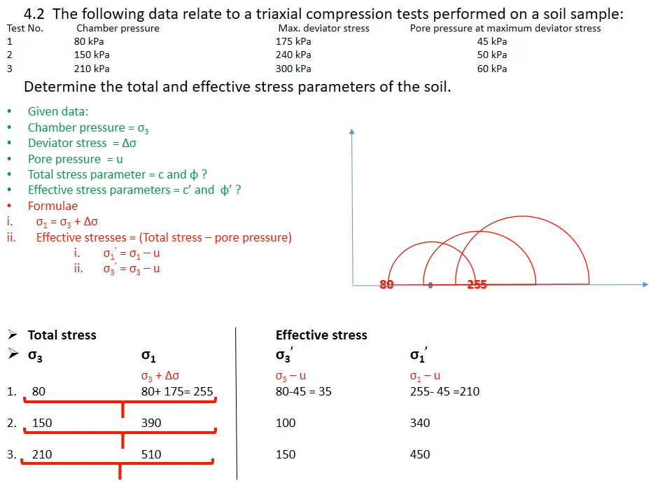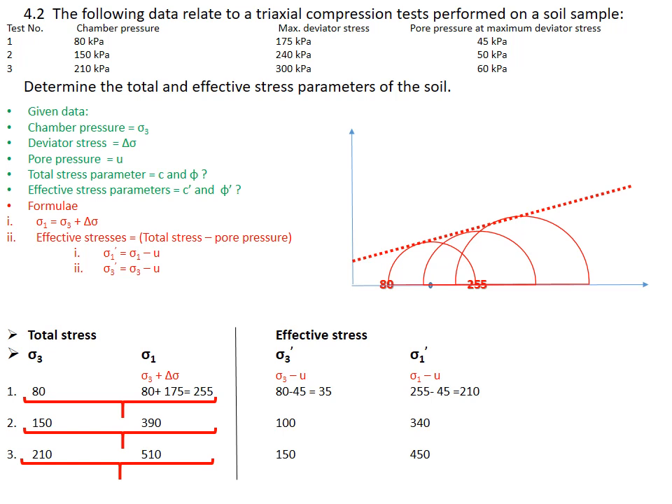Now once you have these 3 circles for total stress, you need to draw a failure envelope. It's a line which touches all the 3 circles tangentially and cuts the y-axis. So it's like this. The point where it cuts the y-axis is the cohesion, and the angle which it makes with the horizontal is phi.